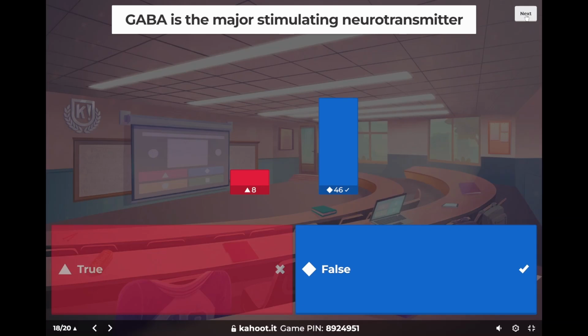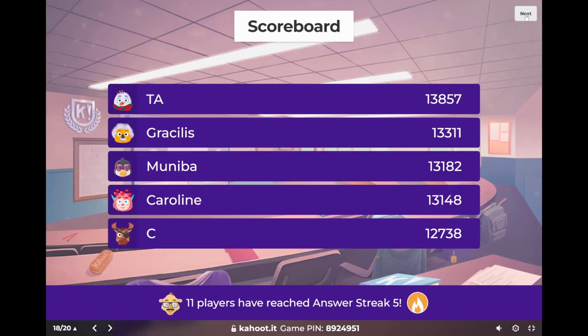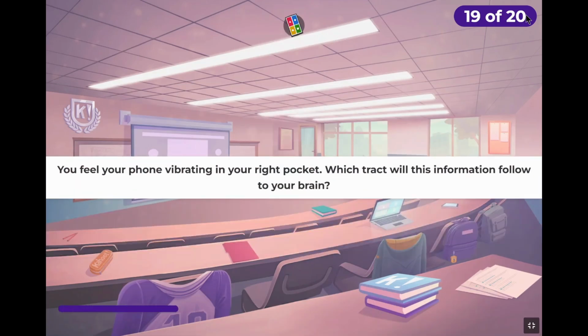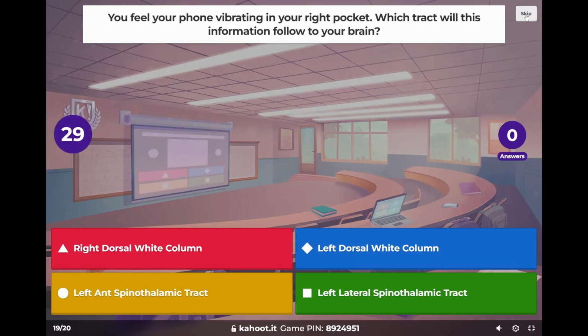Okay, this is false. It's the major inhibitory neurotransmitter. Okay, you feel your phone vibrating in your right pocket. What tract will this information follow to get to the brain?